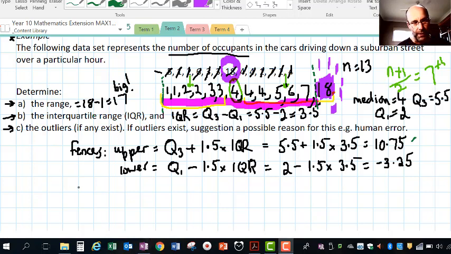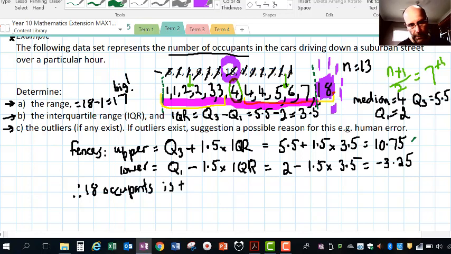So we write our answer, therefore 18 occupants is the outlier. There's only one in this. Sometimes there's more than one outlier. So it's quite extreme compared to the other data. Now there's a little bit more to this here. It says if outliers exist, they do, suggest a possible reason for this.